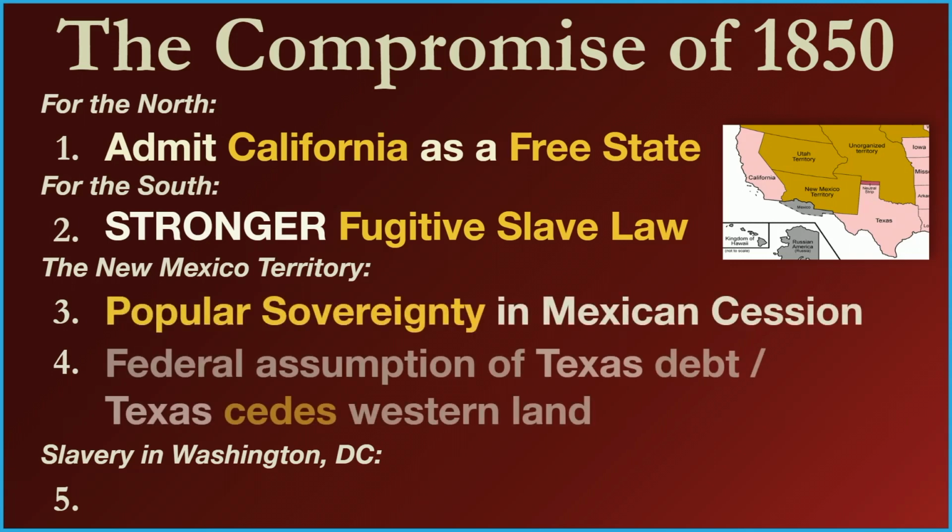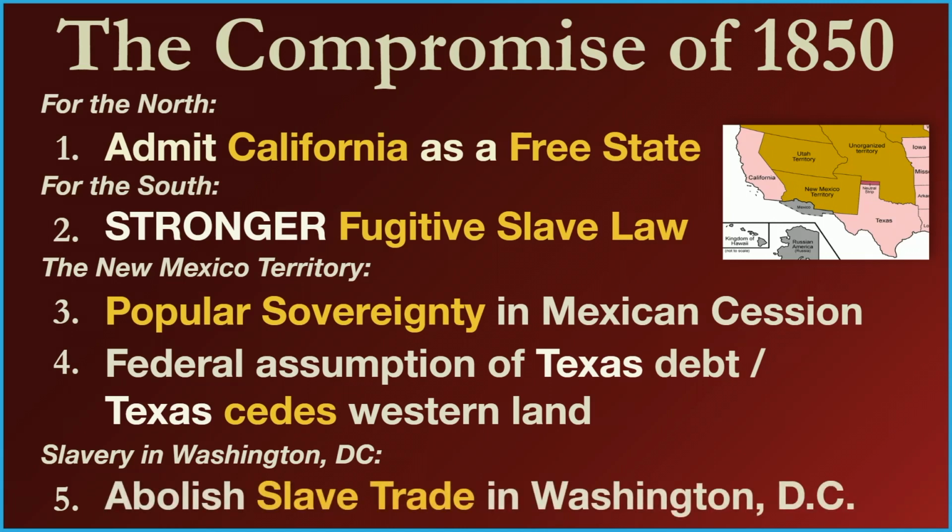In those New Mexico territories out west, it is open to popular sovereignty. This means that settlers who move into this land are the ones who will decide whether or not it becomes an eventual slave or free state out there. And then Texas giving up land for money, and the slave trade being abolished in Washington, D.C. So again, the first event here of section 2 of chapter 10, the Compromise of 1850, know it.